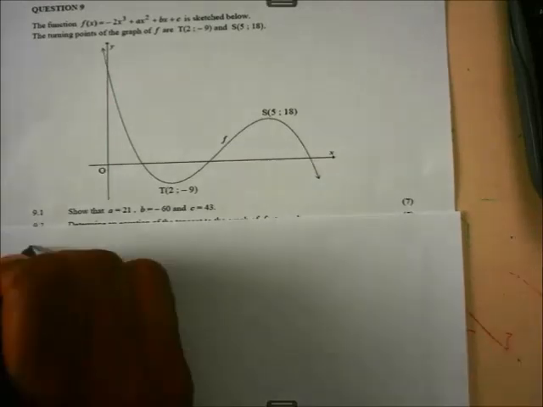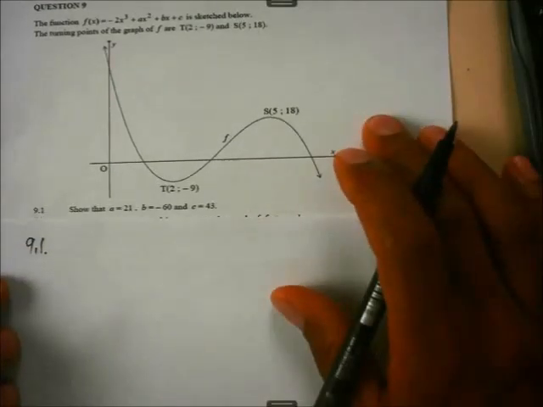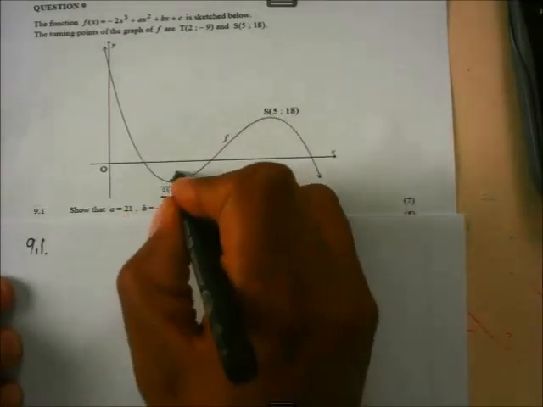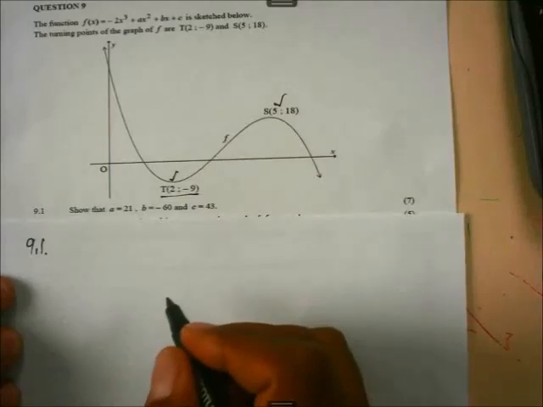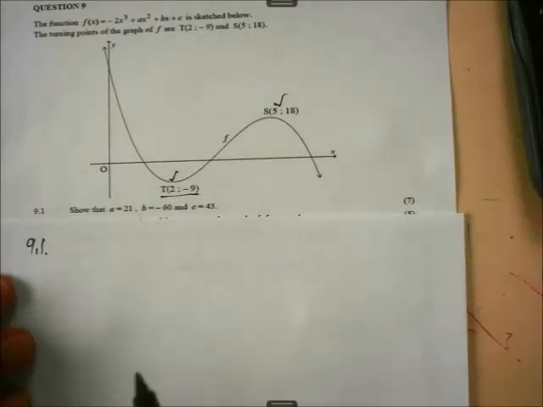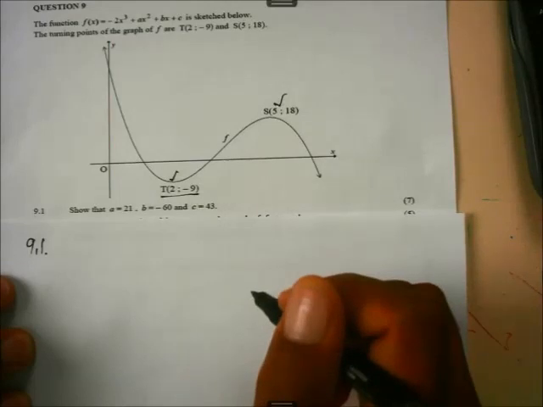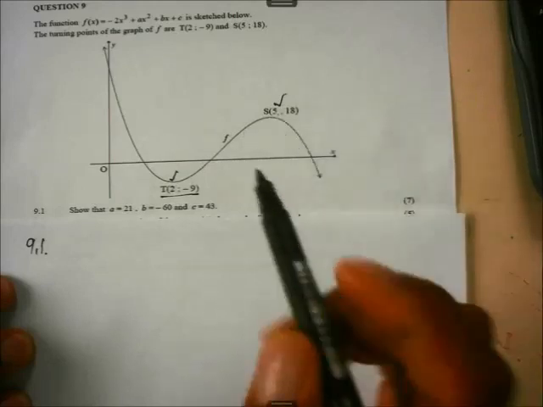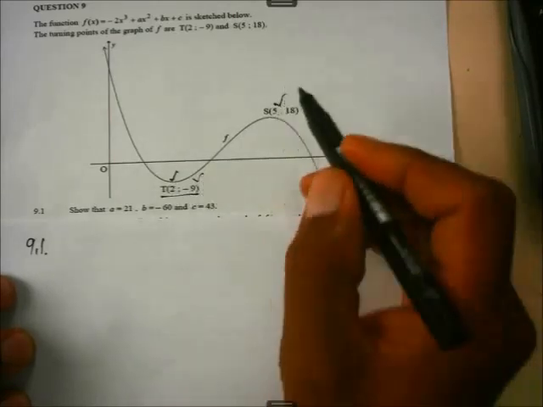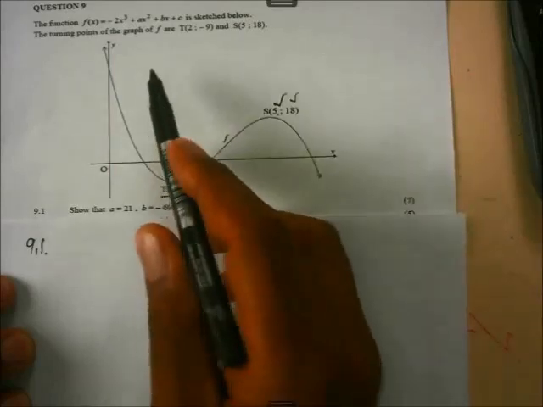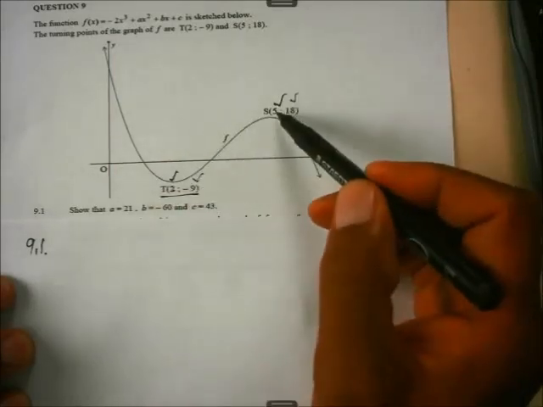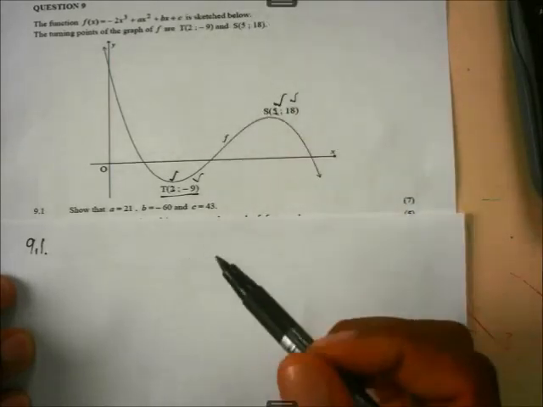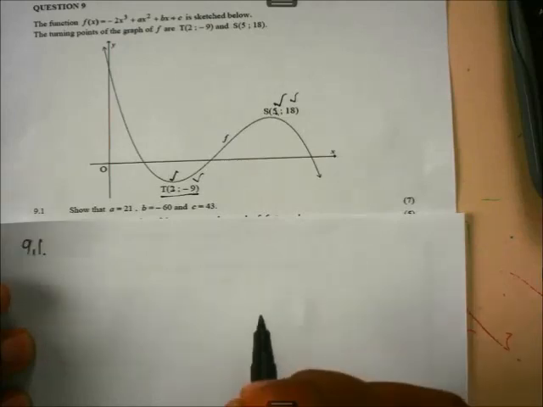Right, boys and girls, now let us see 9.1. What is it that we need? We know that to get the turning points at 2 as well as 5, we must find the derivative, let the derivative be 0, and solve for x. Now, what do we do to get minus 9 as well as 18? You take 2 and substitute it in the original equation to get minus 9, and you take 5 and substitute it in the original equation to get 18.